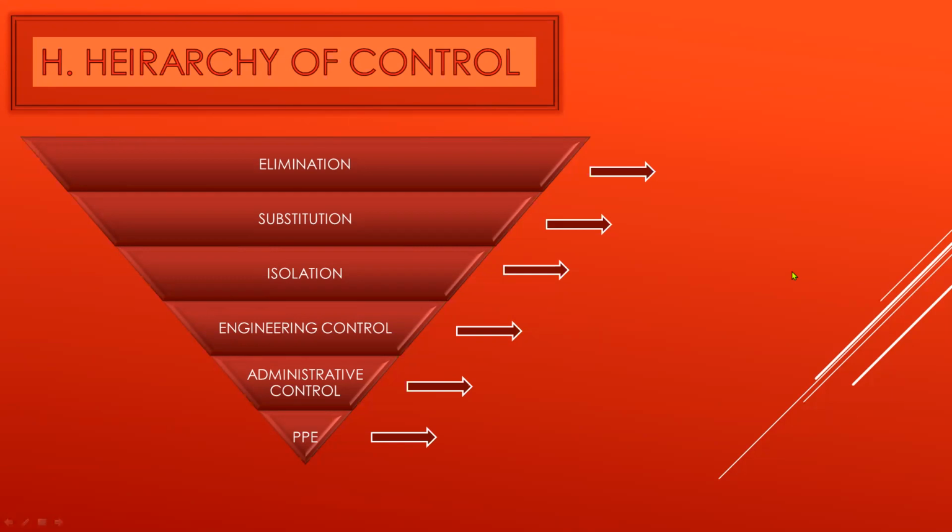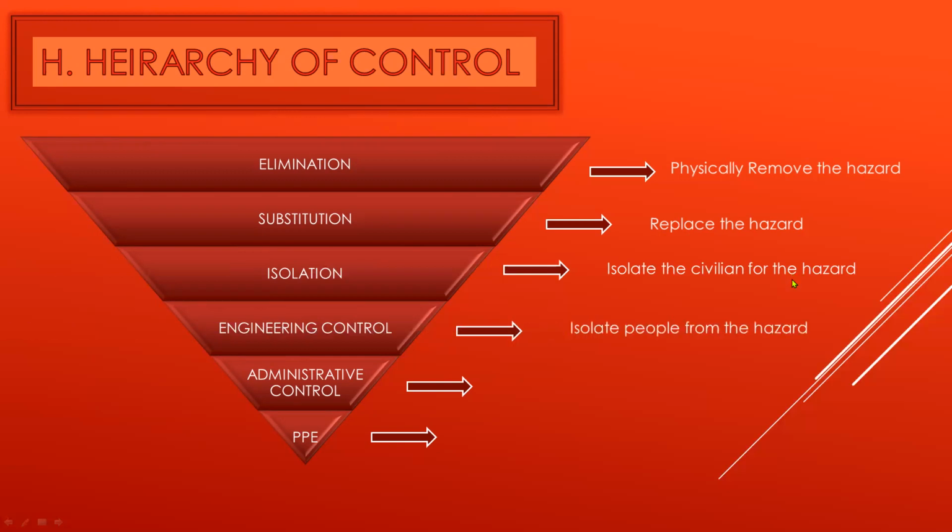In the elimination process, we have to do this first: physically remove the hazard. For the substitution process, make sure to replace the hazard. Isolate the people from the hazard. Change the way people work for the administrative control. And for the bottom part of this inverted pyramid, we have protect the worker with personal protective equipment.